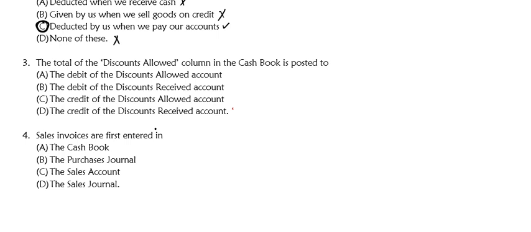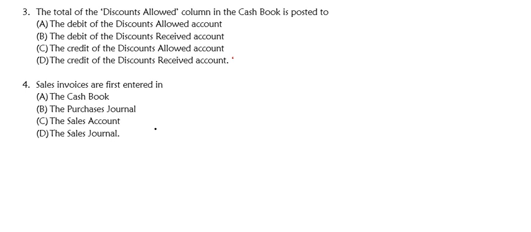Total of the discount allowed column in the cash book is posted to the debit of the discount allowed account. So in the 3-column cash book, there will be a column on the debit side. That extra column on the debit side is for the discount allowed column. So at the end of the month, we have to total the discount allowed column, and that total is posted to the debit of the discount allowed account. The rest of the options are distractors. They are wrong. They are not correct.